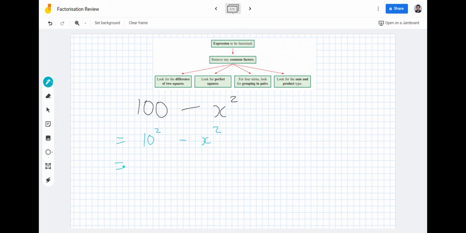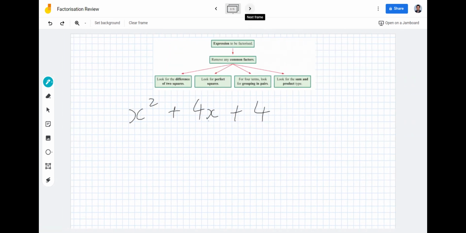So we can now use our difference of two squares rule. Remember that? A squared take b squared equals a plus b in brackets, a take b in brackets. So we're going to have 10 plus x in brackets, 10 take x. Because that's our a, that's our b. A plus b, a take b. So we've used the difference of two squares and each of those is factorised, so no need to do anything different. All right, what's next?